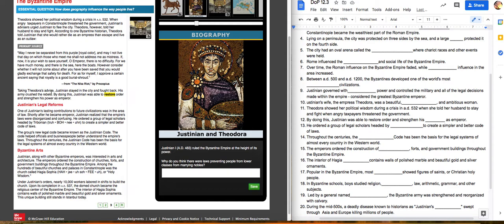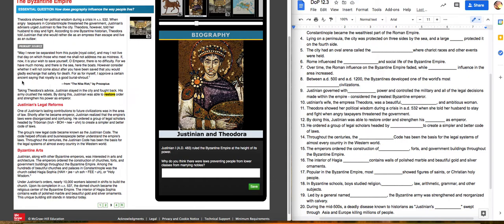Taking her advice, Justinian stayed in the city, fought back. His army crushed the rebels. By doing this, Justinian was able to restore order and strengthen his power as emperor. So people gave him even more respect, guys, because of that. That's number 12 in your notes. Just a great example of everything they did.